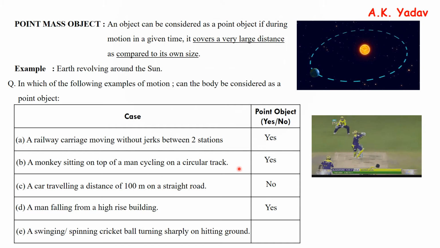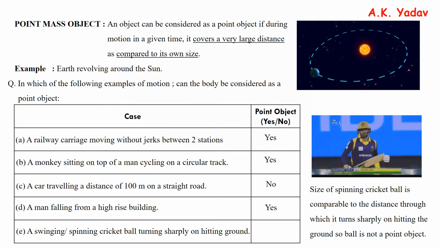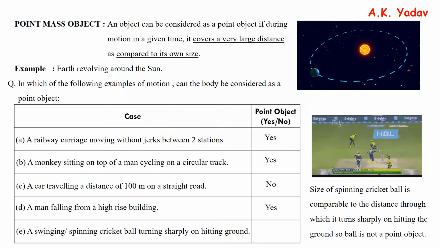A swinging or a spinning. Here it is important to just look at the swing or spin that the ball generated. So the swing or spin of the ball is comparable to the distance or the size of the ball. So the size of the ball and the swing part, or the distance it swung, was almost equal. So it is not a point object.